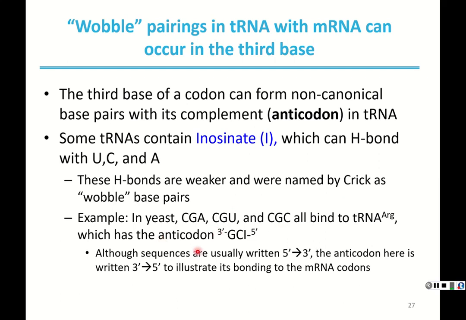For example, in yeast, CGA, CGU, and CGC all bind to the transfer RNA for arginine, which has the anticodon GCI. So that I in the wobble base position can interact with A, U, and C. Sequences are usually written 5' to 3', but the anticodons here are written 3' to 5' just to illustrate how they match up with those messenger RNA codes.